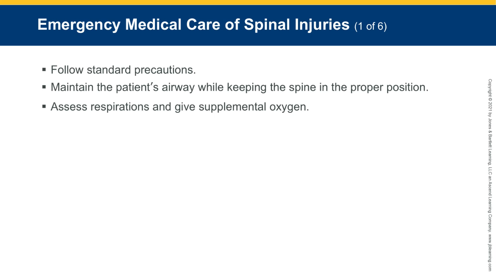When treating spinal injuries, always follow standard precautions. Maintain the patient's airway while ensuring spinal alignment. Assess respirations and provide supplemental oxygen if needed. Remember that spinal injuries can impair breathing by affecting the nerves that control the diaphragm.